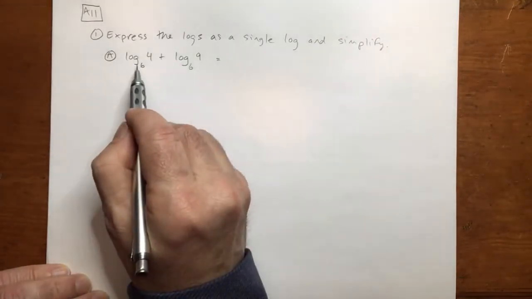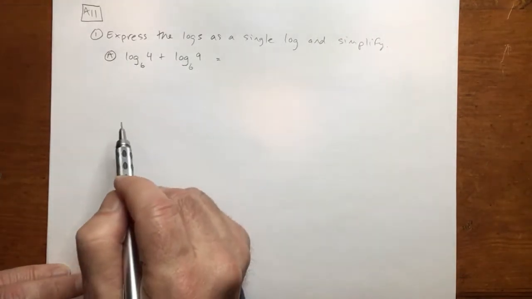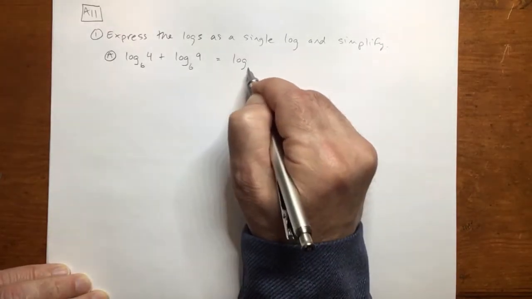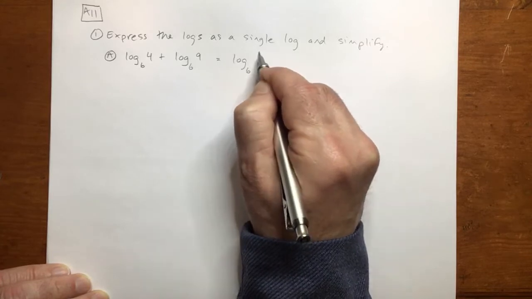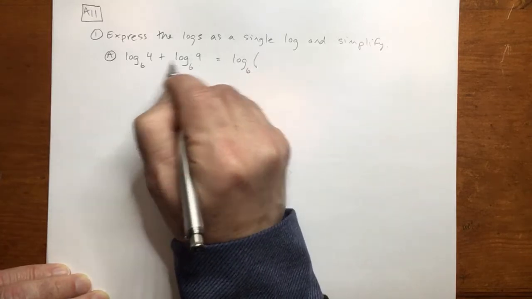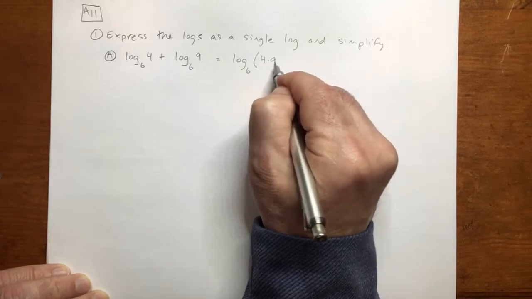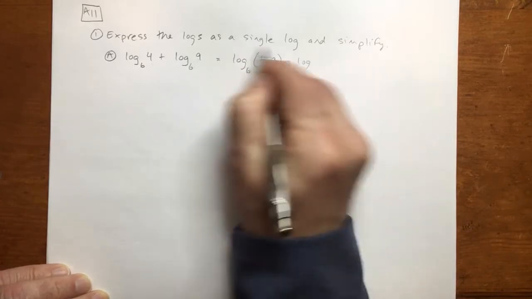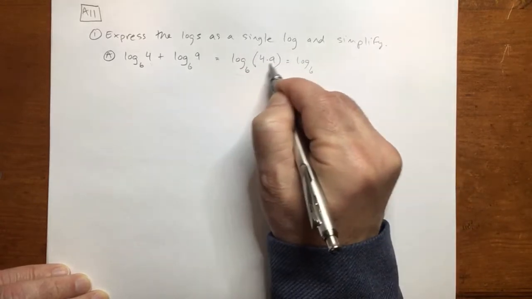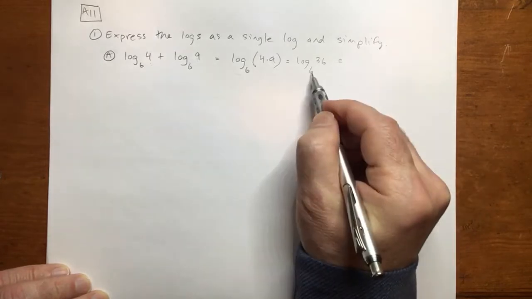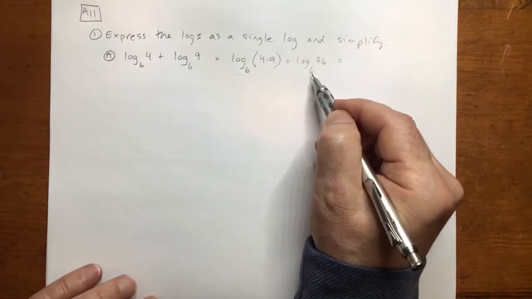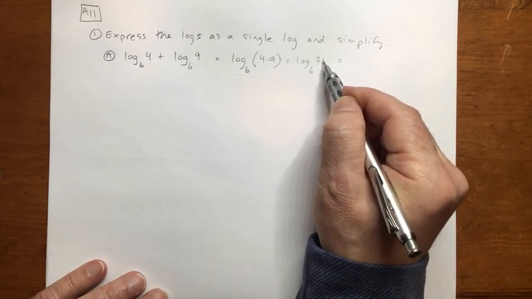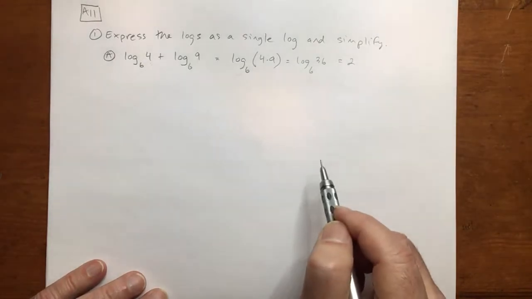So what we have is two logs that are added. We can use a property backwards and write this as a single log, log base 6, and then since these logs were added, we can multiply them inside the single log. And now we go ahead and try to simplify this if we can. So there's part of the answer. Now I have log base 6 of 36, and now my hope is that you're going to use your understanding of logarithms. This says 6 to what power is 36, and 6 squared is 36, so the answer is 2.